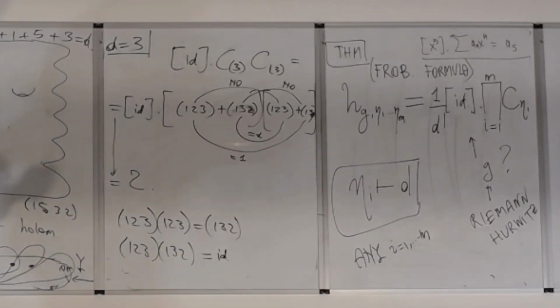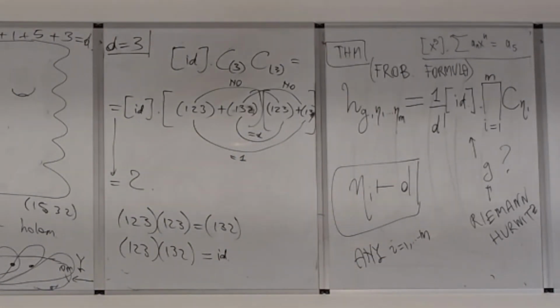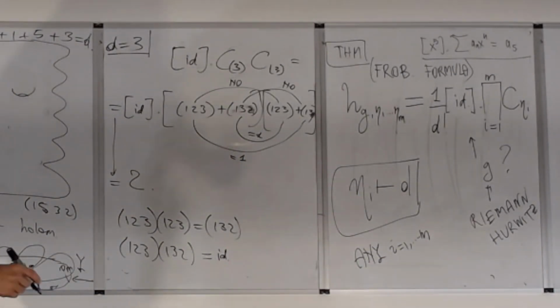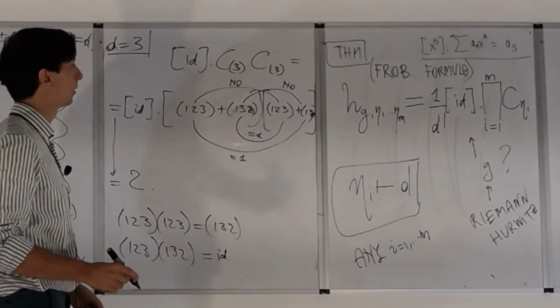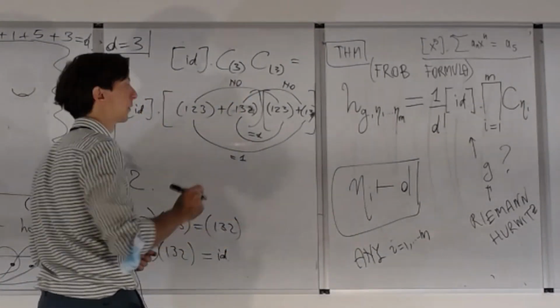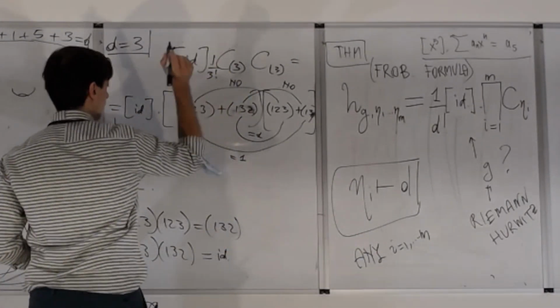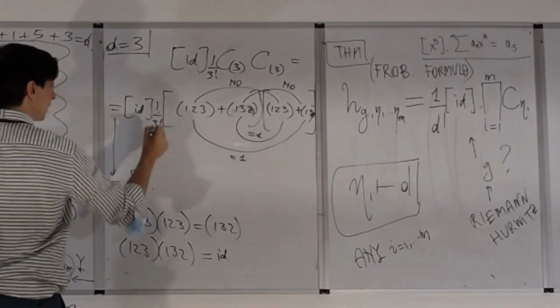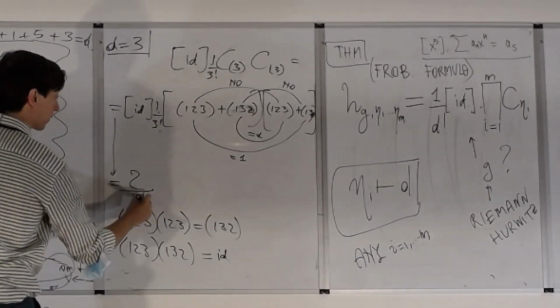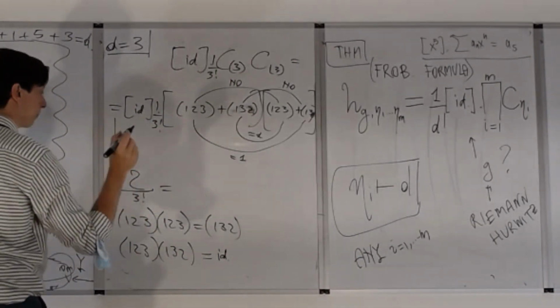And divided by the factor. You have here 1 over D factorial. Yeah, so that would be 3 factorial, right? So that will give me 1 over 3 factorial. So this would be 3 factorial, so the final answer would be 1 over 3.